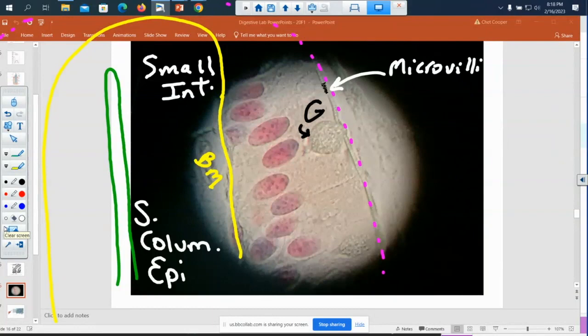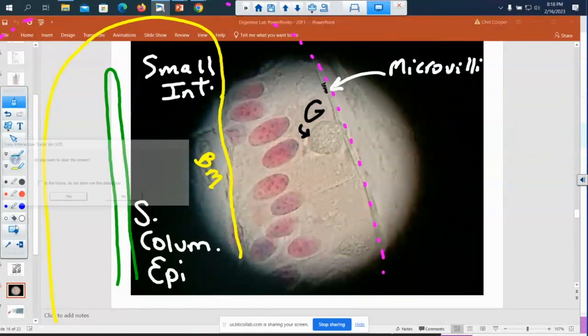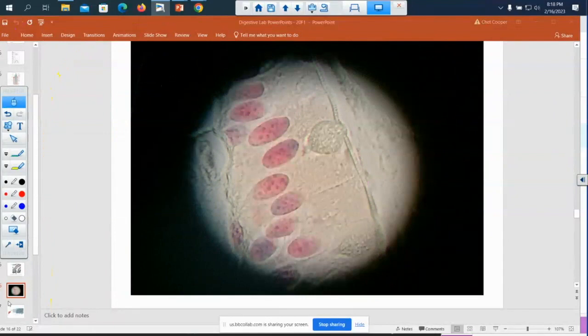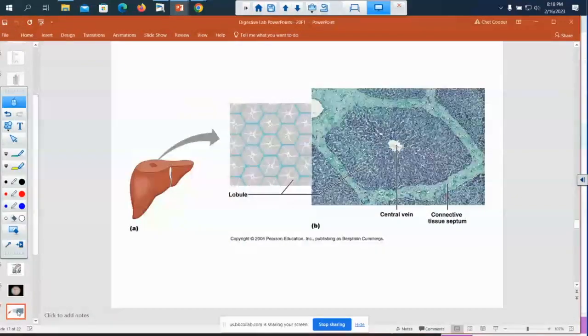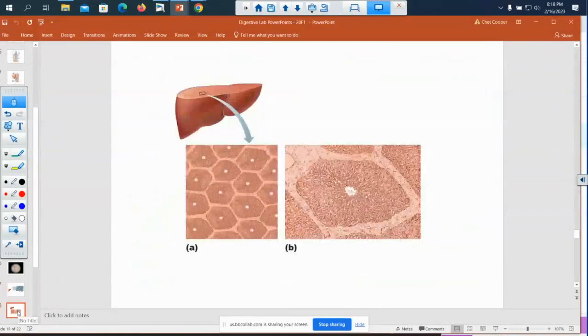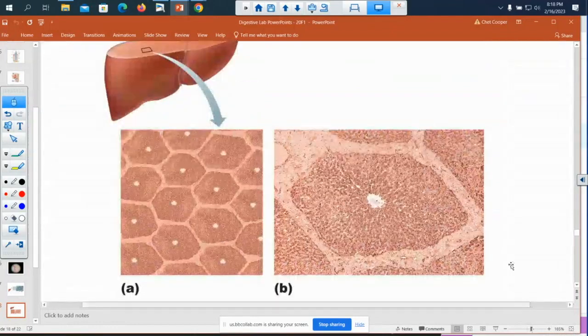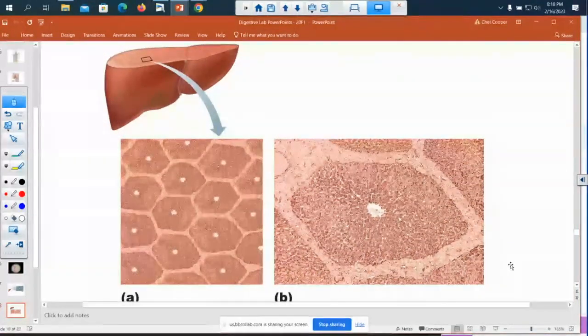Ooh, we get to do the liver, the large intestine, and the mesentery, and we're done. Liver, large intestine, and mesentery, and we're done. That's a good picture, but this is a better picture. So there's our big liver.